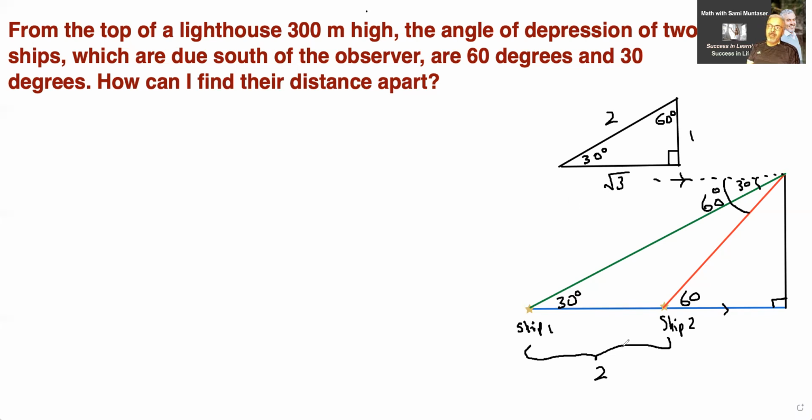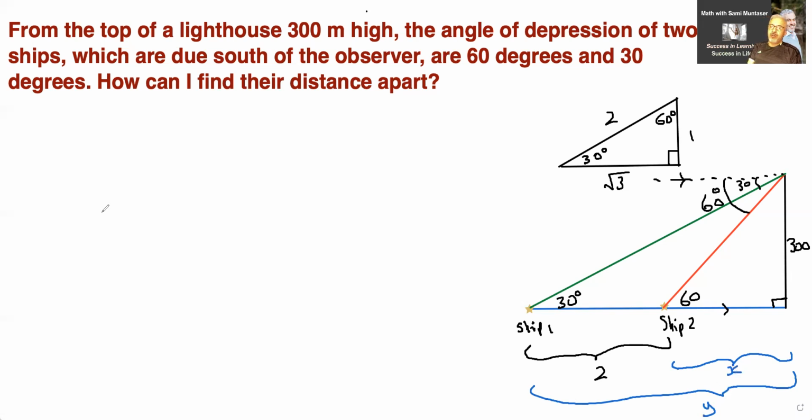And if we want to find the distance in here, first of all, they said 300 meters high. That's how high the lighthouse is. And I'm going to mark that with a different color right here. So we have to find this distance right here, all of this distance, and then find this distance and subtract them from one another, and that will give me the distance between the two ships. So I'm going to call this y and this is x, okay?